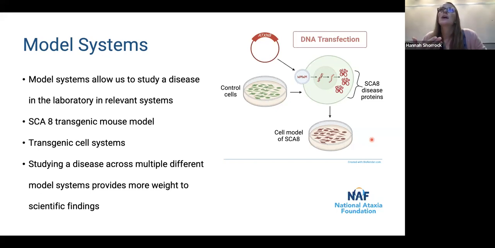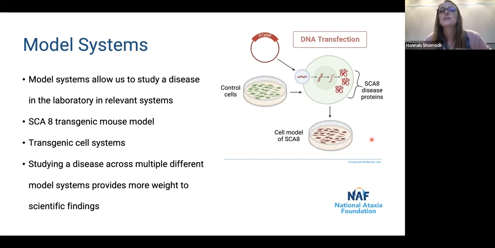And so one study in a single system doesn't really provide us with enough information to say that something is happening for sure. And so we need multiple different model systems, and we need those experiments to be repeated to understand whether this is actually what is happening in the cell.